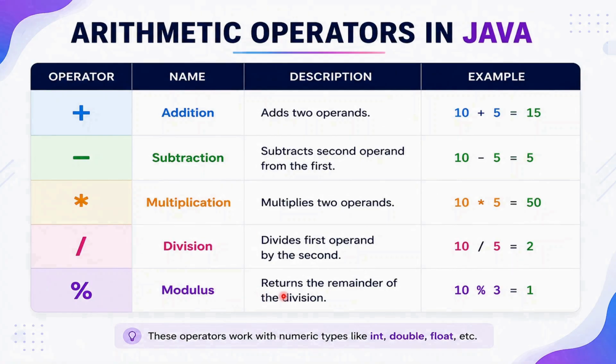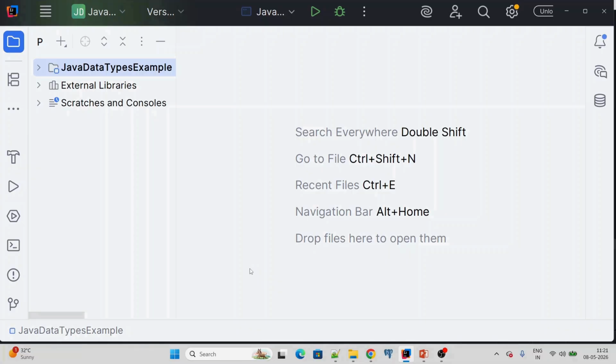Next, we have the modulus operator. The modulus operator returns the remainder of the division. For example, 10 modulus 3 is 1. When we divide 10 by 3, we get 3 as the quotient and 1 will be the remainder. So here modulus will give us the remainder of the division. So remember this. Now let's understand this topic with a practical example.